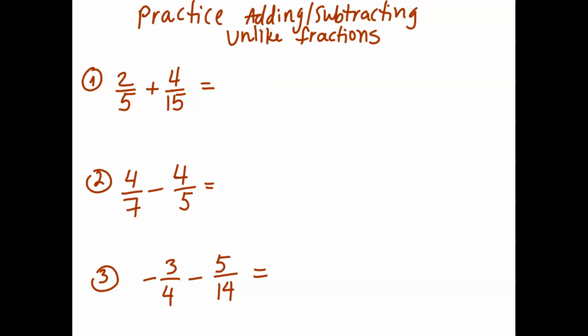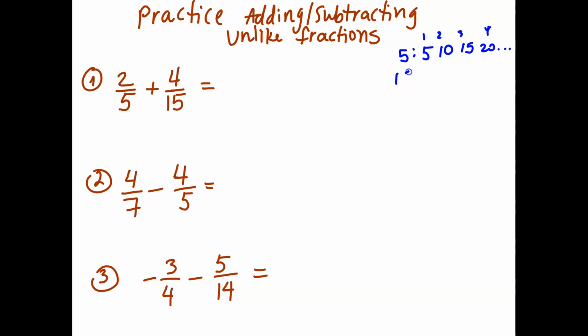Let's start with the first example. 2/5 plus 4/15. The common denominator is the number that both 5 and 15 will go into. We can find it by listing multiples. Multiples of 5: the first multiple, 1 times 5, is 5. The second multiple, 2 times 5, is 10. Third multiple, 5 times 3, is 15. Fourth multiple, 5 times 4, is 20, and so on.